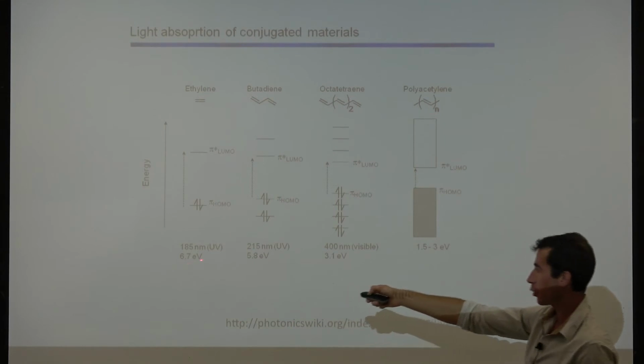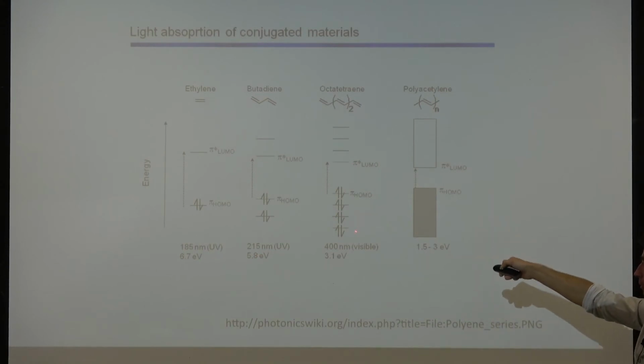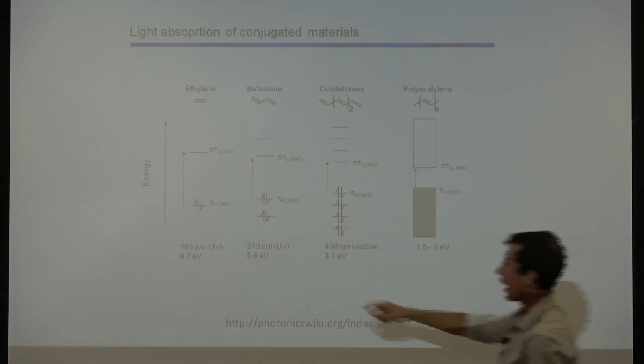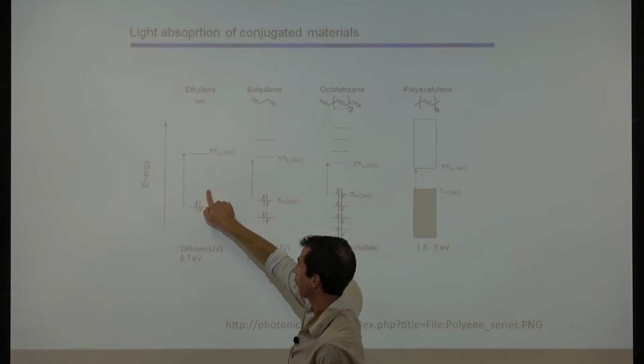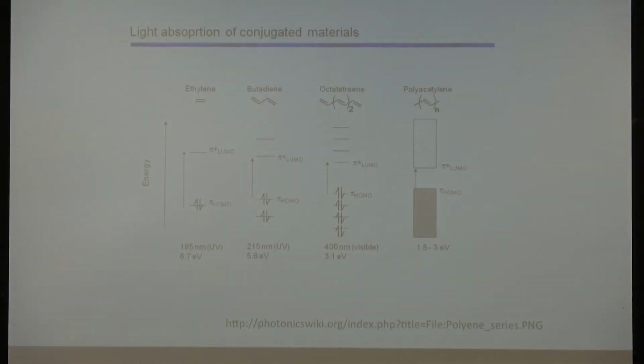6.7 electron volts or 185 nanometers for ethylene, butadiene. Here we're at 3, and then when you get a polyacetylene system, you start to be below 3 electron volts. And so now we're in the range of a semiconductor, right? Because not only are we pulling this up, we're kind of pulling that down.